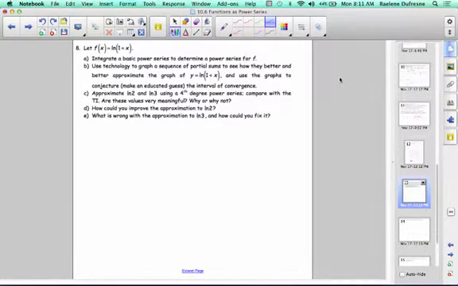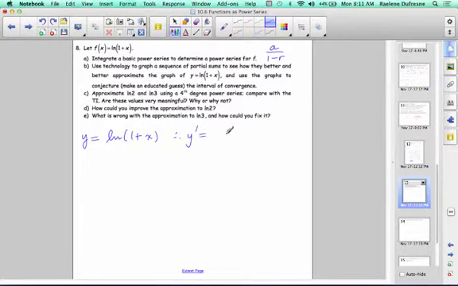In number 8, let's consider f of x to be ln of 1 plus x. We are asked in A to integrate a basic power series to determine a power series for f. So we need to see some recognition or connection between a basic power series that we can write in the form of a over 1 minus r to the function ln of 1 plus x. So to get started, let's just consider if y is equal to the ln of 1 plus x, what is its derivative?